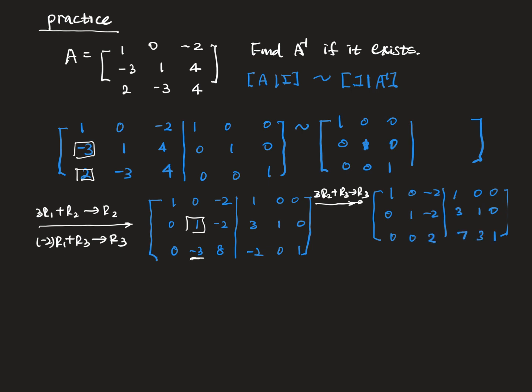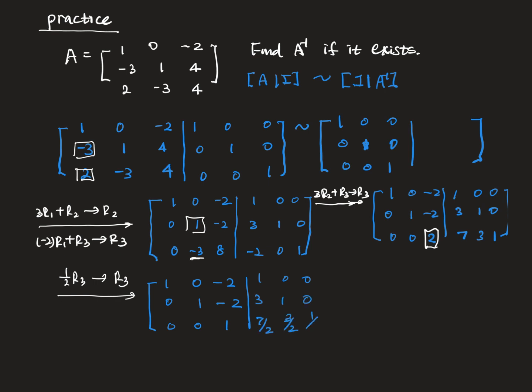Okay, another one, the last one. What is the pivot here? The pivot of this one is 1, right? So your operation is going to be 1.5 R3 goes to R3. So this one is changed: 1, 0, negative 2, 0, 1, negative 2, 0, 0, 1, 1, 0, 0, 3, 1, 0. That's 7 over 2, 3 over 2, 1 over 2.